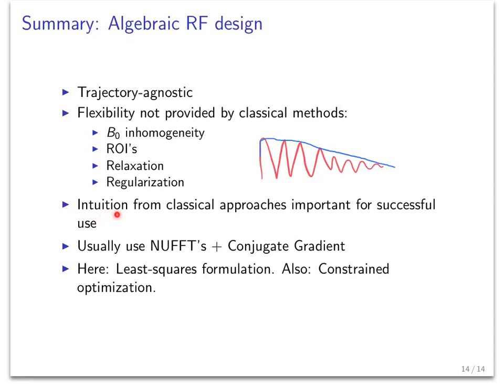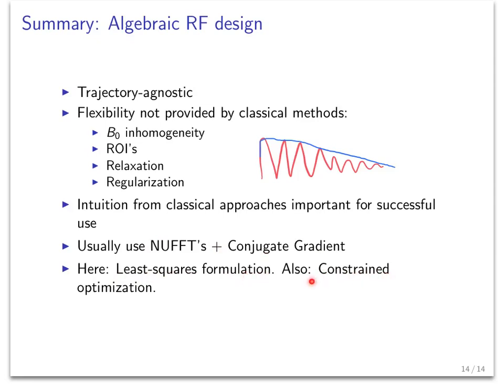If you're going to use these methods, as we've done in class, we introduced the classical approaches first. It's really important to understand those approaches first if you're going to be successful in implementing these approaches. That is, if you're going to have a realistic idea of what is possible with these algebraic pulses, it's important to have a good grasp of the classical approaches, which we've gone over here. Usually, as I've said before, we use NUFFTs in the conjugate gradient algorithm to design these pulses. And here we've used a least squares formulation, right?